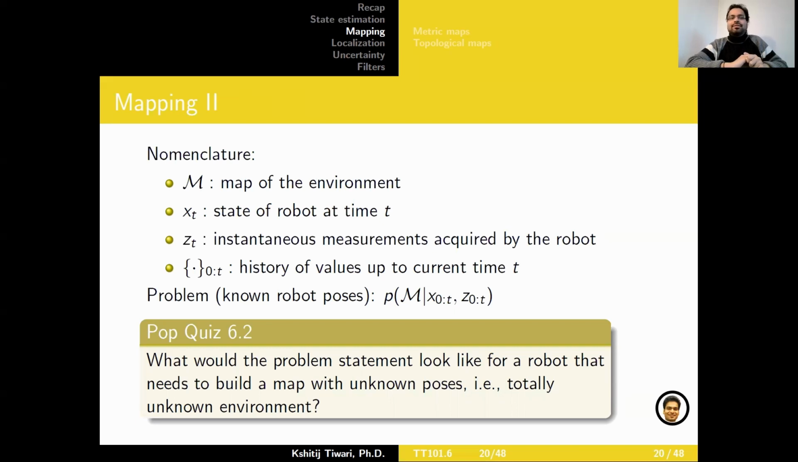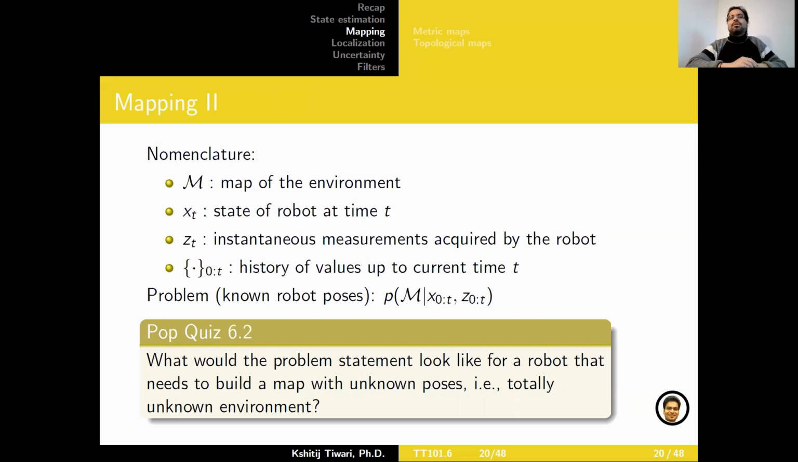So the M represents the map of the environment, and X of T, where X is the state of the robot and T is the time instance. Z is typically used for instantaneous measurements. Then there's also this variable U, which are the control commands, but they are not relevant at this time. Later, in the next few lectures, when we start discussing SLAM, where the robot is actually moving, control commands will come in handy. But for the moment, we're just going to talk about the state and the measurements.